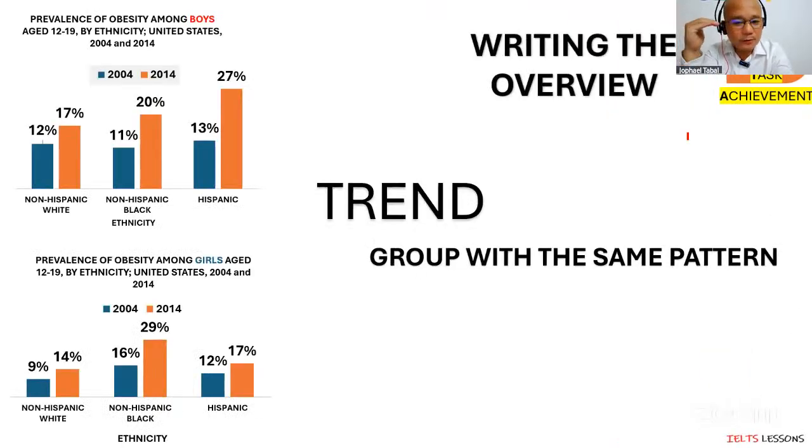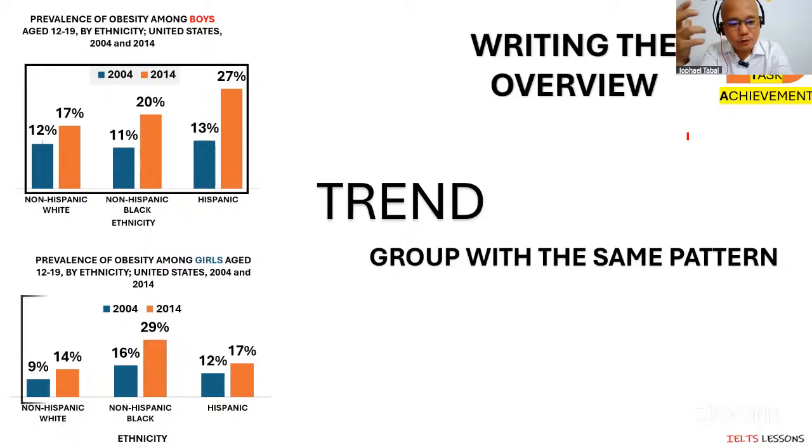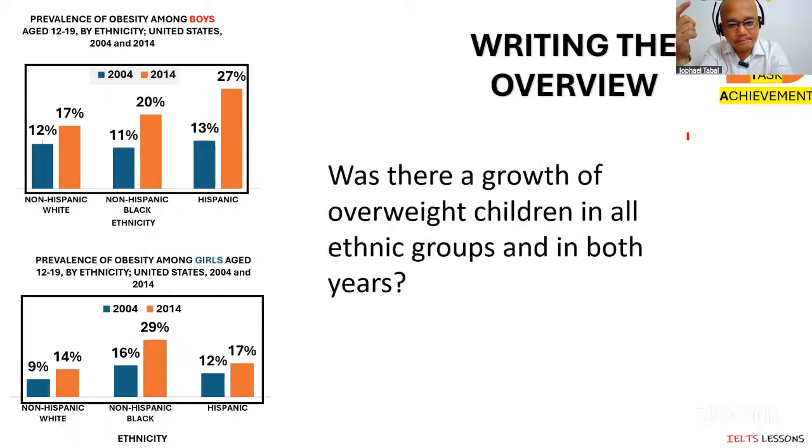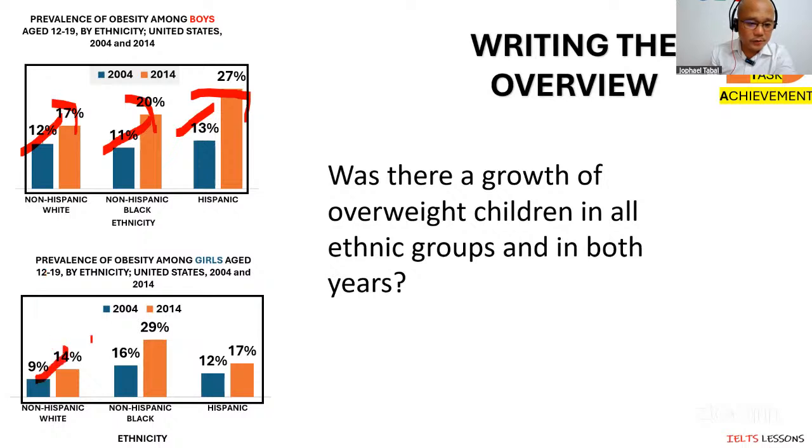Now, like this, in this case, again, we have to identify the group with the same pattern. That is the most obvious thing there. The most obvious is the group with the same pattern. So which group had the same pattern? As you can see here, there is a growth, okay? So the clear pattern here is that there is a growth, obviously, in both. So what does this graph show?